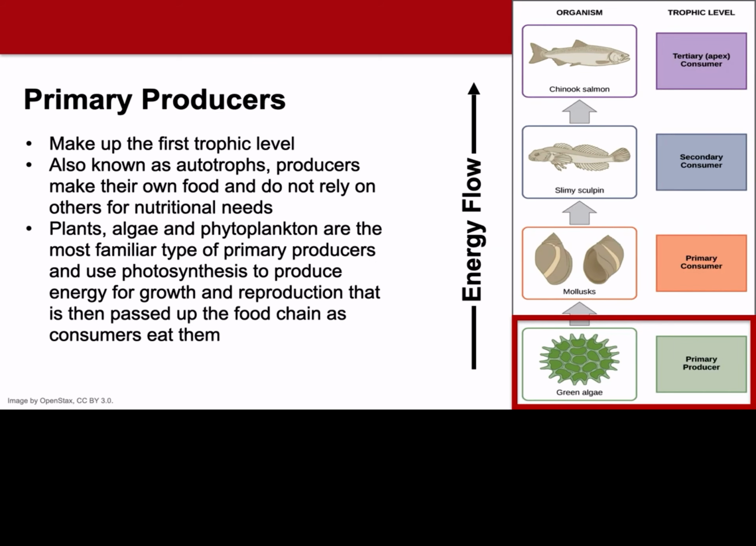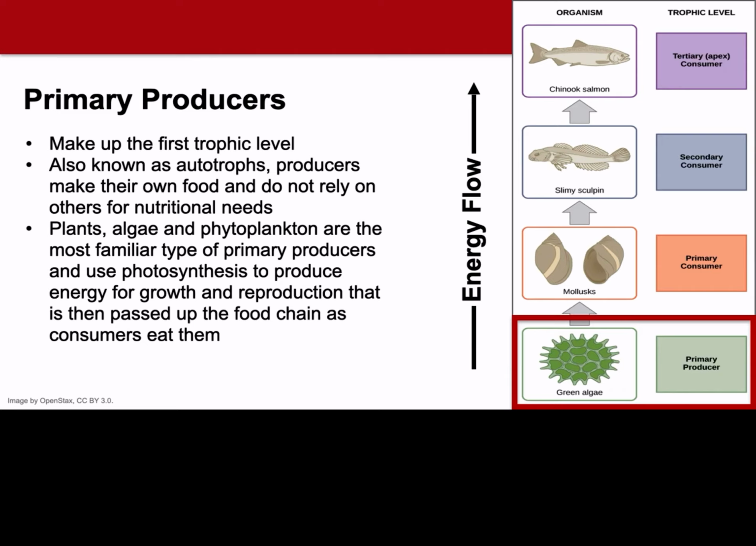Now, let's look a bit more in depth at the key players that make up a trophic pyramid. First, we have primary producers. Primary producers live at the bottom of a trophic pyramid and serve as the starting point of a food chain. Primary producers are typically photosynthetic organisms like plants, but can also be bacteria. They synthesize organic compounds like sugars and proteins from carbon dioxide, water, and sunlight. Plants, algae, and phytoplankton are the most common types of producers.